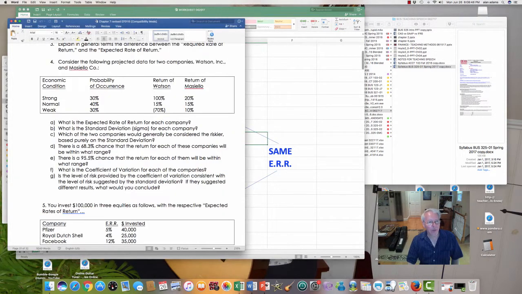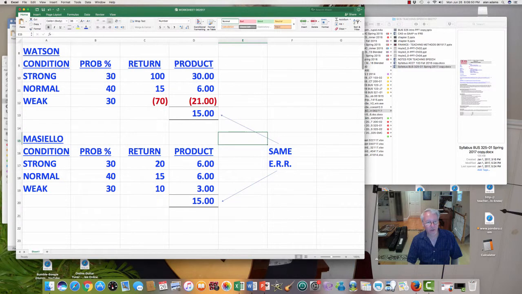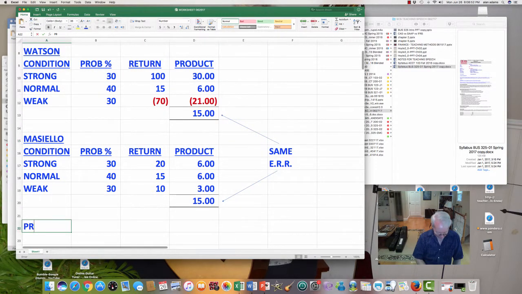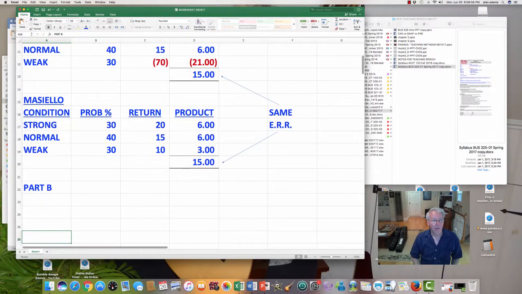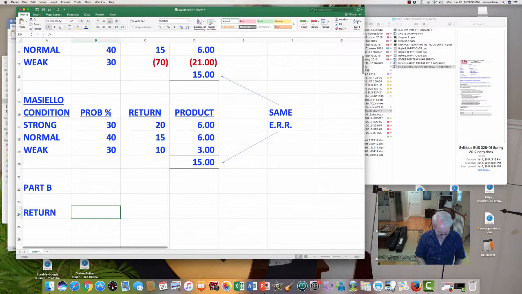I then go on to ask you, what is the standard deviation, the sigma for each company? So now we're moving into part B. Okay, to find the sigma, we lay it out just as the book did. And here are the headings that we use, going across just like I indicate early in the chapter. Okay. Oh, and I forgot to indicate who this is. This first go-around is for Watson. So we'll take them in that order, okay? Watson first, Masiello second.